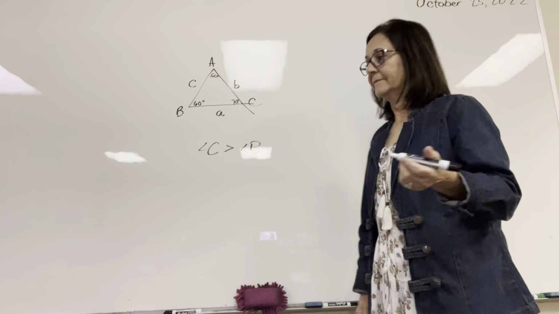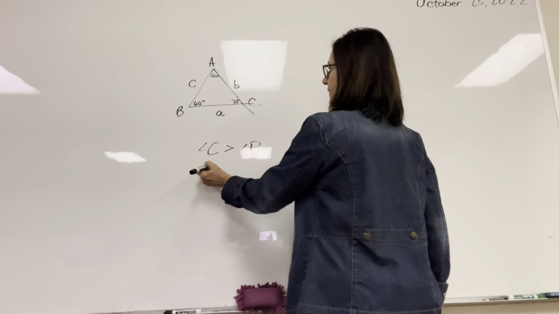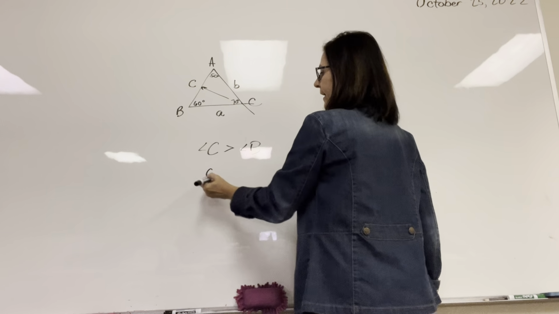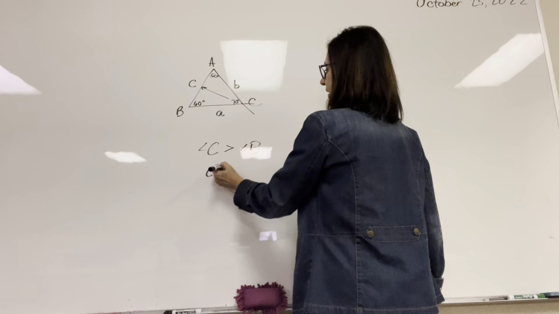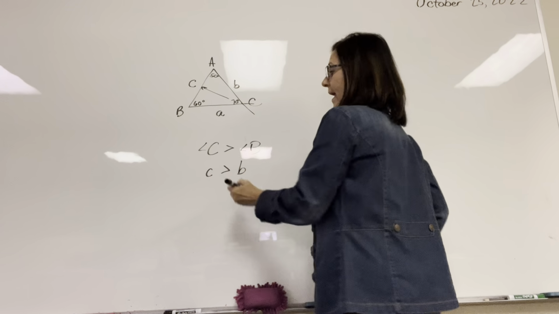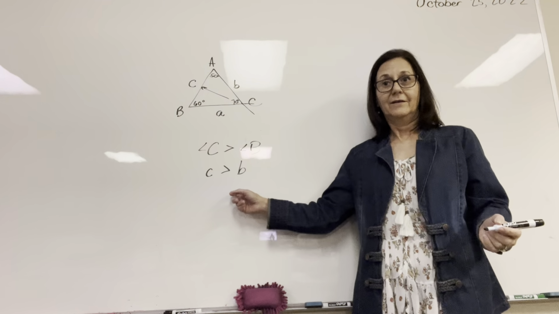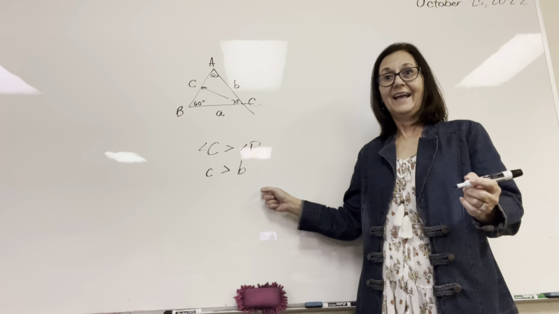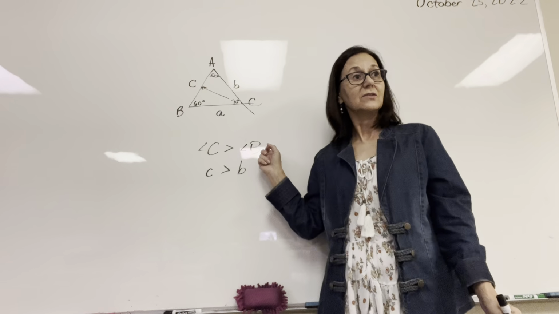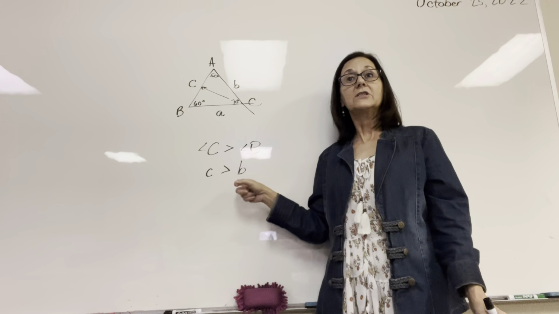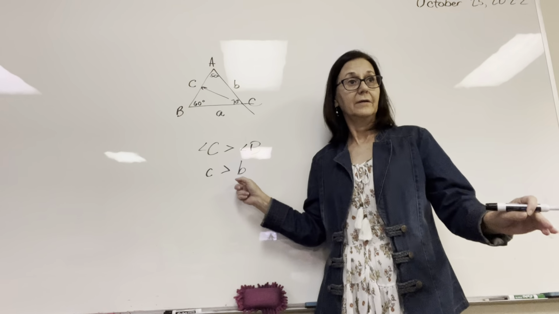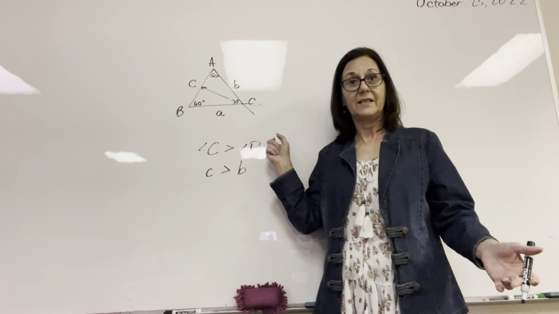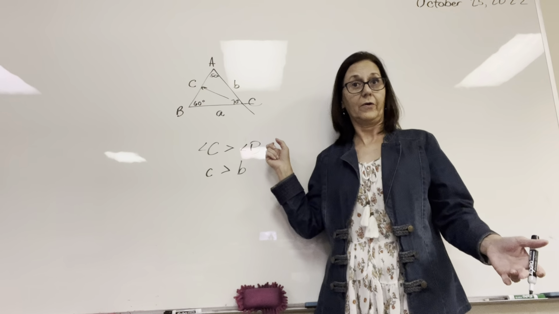Side AB is greater than side AC. Well, let's just call it side lowercase c. Side lowercase c is greater than side lowercase b. And why can we say that? Because the opposite sides of unequal angles are unequal in the same order. Exactly. When angles are unequal, the sides opposite them are unequal in the same order. And also, if sides are unequal, then the angles opposite them are unequal in the same order. Do you remember that?